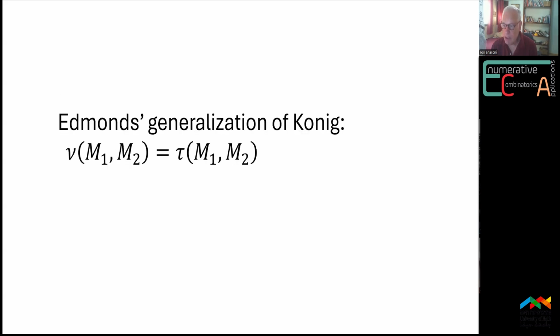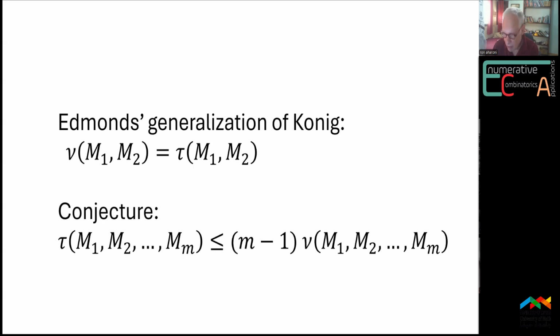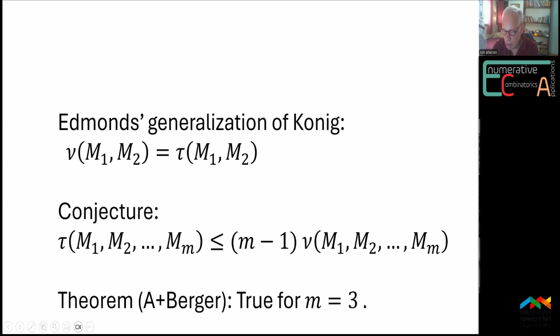And Edmonds generalized Koenig's theorem to two matroids, only two in this case: nu of M1 and M2 equals tau of M1 and M2. You don't have to remember this, we're going to swerve away from this. Here's the conjecture, the generalization of Ryser's conjecture: tau of M matroids is at most M minus 1 times nu. We know very little about this. What we know is the case of M equals 3, which is a theorem by Aharoni, Berger and myself.